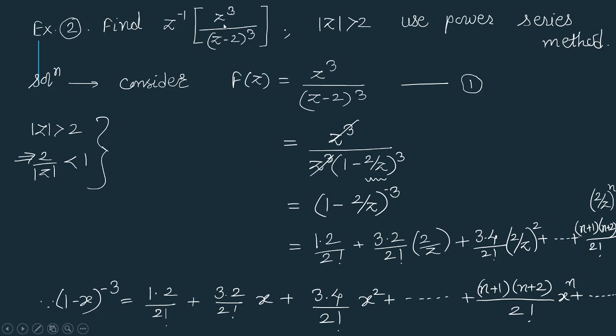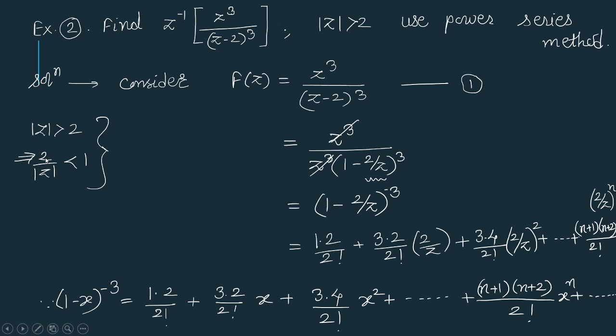Now another example. Here find Z inverse of z cube upon z minus 2 whole cube. We can solve this by different methods, that means residue method also, by partial fraction also. But here it is mentioned to use power series method, and here mod of z greater than 2. Mod of z which is greater than 2, that means region of convergence we have is given here.